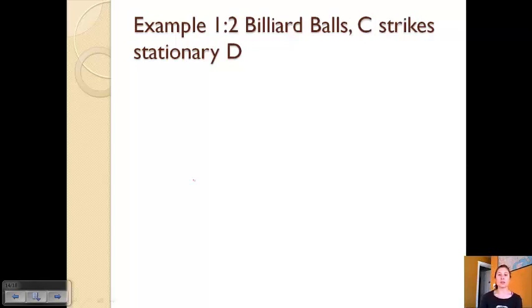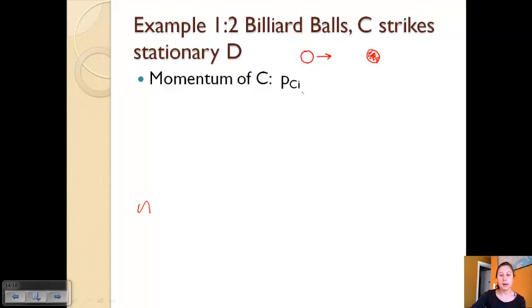So we have two billiard balls, and the cue ball strikes a stationary object D. Okay, so we have some ball D, and then we have the cue ball, and initially it's moving with a momentum, and object D is stationary. And then they're going to collide, and we're going to see what's going to happen.